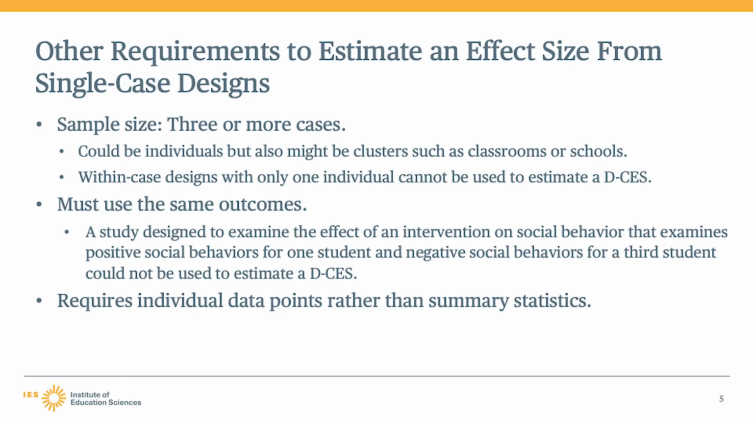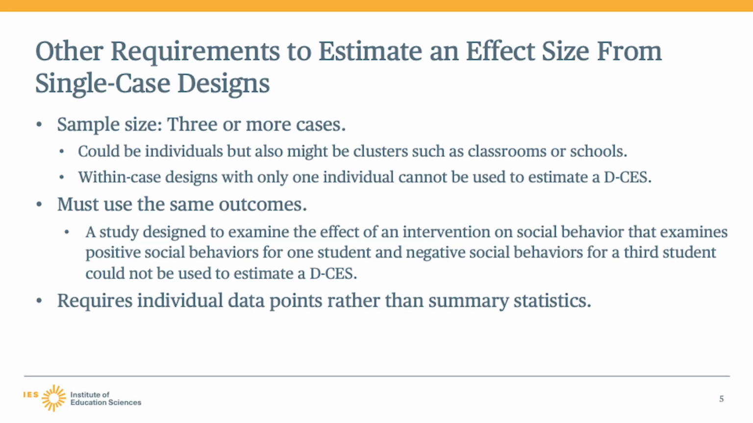However, it would not be appropriate to estimate an effect size for a multiple baseline design across contexts for a single case, even if it had 3 or more tiers. In addition to requiring 3 or more cases, all the cases must use the same outcome. For instance, if a study designed to examine the effect of an intervention on social behavior measured a pro-social behavior outcome for 2 students and an antisocial behavior outcome for a 3rd student, these data could not be used to estimate a design comparable effect size because the outcomes varied across cases.